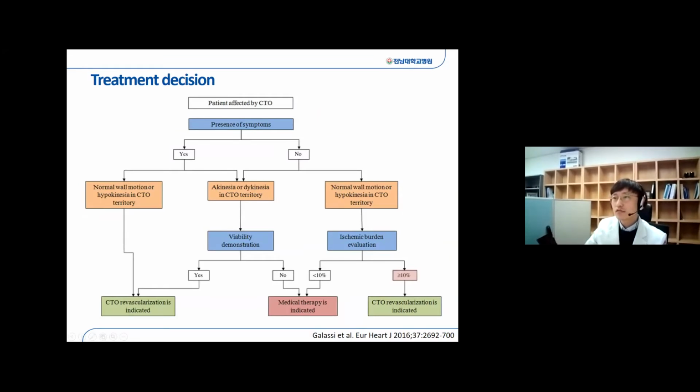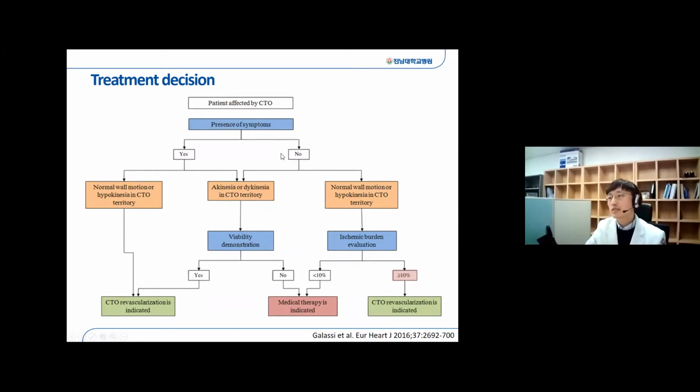So this is the decision tree of CTO treatment. If the CTO is symptomatic, then CTO revascularization can be indicated even in the absence of wall motion abnormality or hypokinesia. If the CTO territory is akinetic or dyskinetic, viability should be assessed using FDG PET or other myocardial perfusion SPECT or cardiac MR. Then if the territory is viable, revascularization is indicated, and if not, medical therapy is indicated.